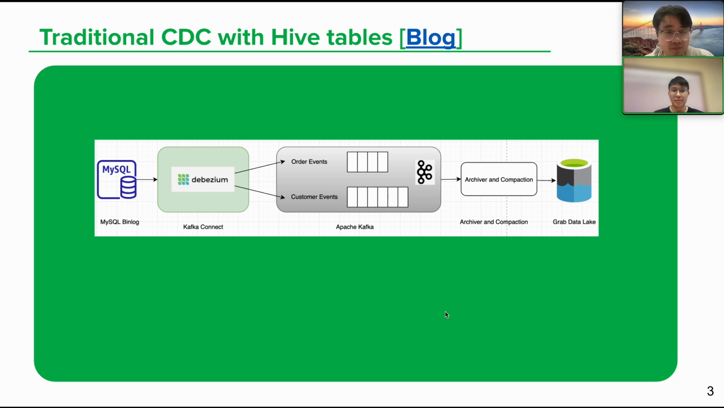So back in 2022, Grab implemented a CDC ingestion with Hive tables, a system comprising various components to synchronize data from online sources to the offline data lake. You can see in the graph we have the DBZM component, the Kafka message queue, as well as Grab in-house tools like the archiver and the compaction job that transform the data into a Hive format, which is efficient for users to query.